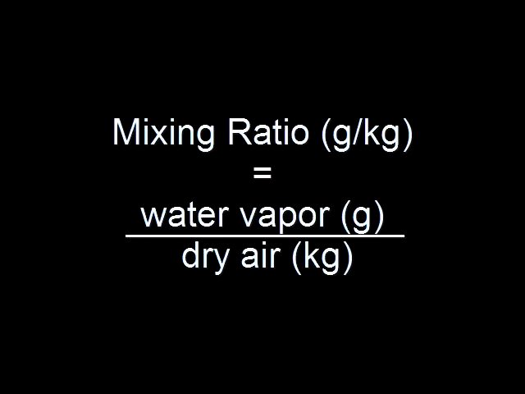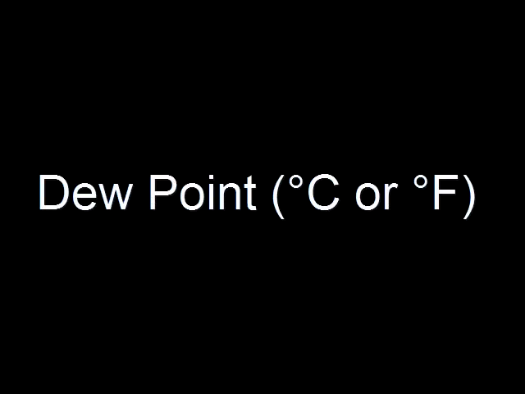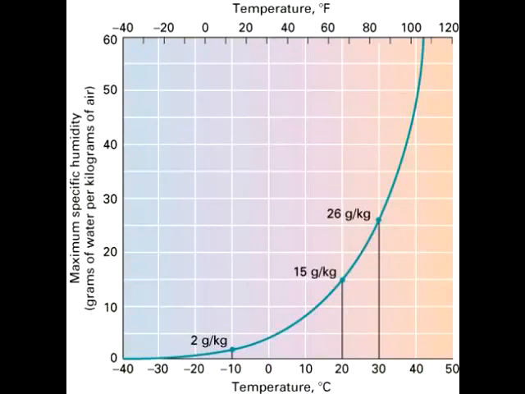Closely related to specific humidity is the mixing ratio, which expresses the mass of water vapor relative to dry air mass. The dew point is the temperature at which saturation occurs in air. It is an indicator of moisture content in air because high dew points indicate abundant atmospheric moisture. For example, air that contains 26 gram of water vapor per kilogram air has a dew point of 30 degrees Celsius.